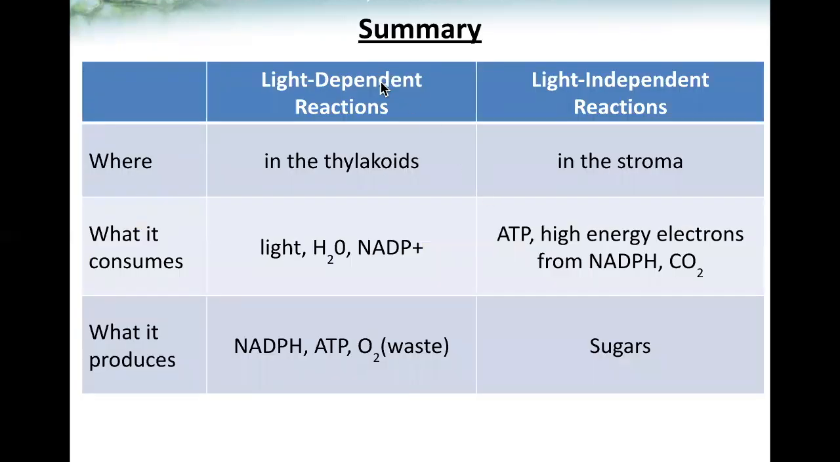So in summary, light dependent reactions and light independent reactions, where do they take place? In the thylakoids, in the stroma. What is consumed? Light, water, NADP plus. And here, what is consumed is ATP, high energy electrons from NADPH, and then carbon dioxide. What is produced? NADPH, ATP, and oxygen. And what is produced here is sugars.